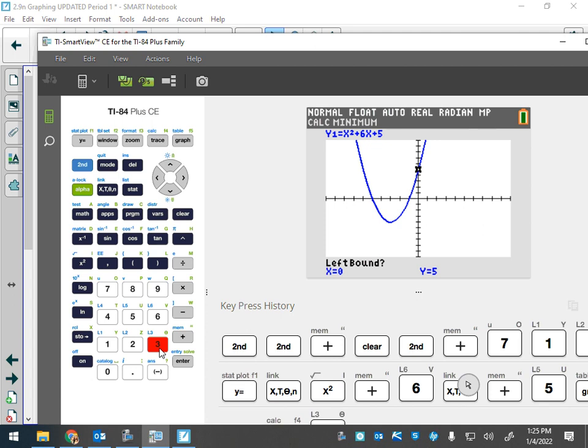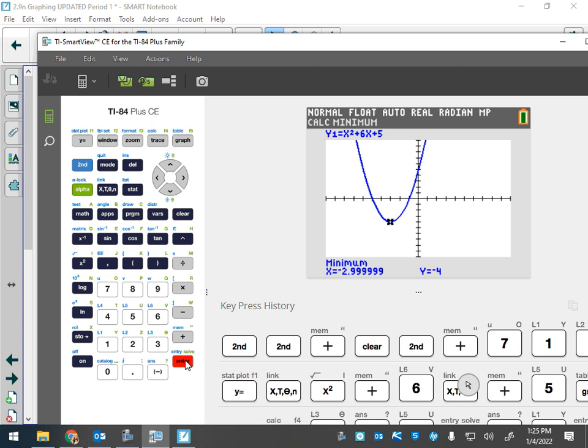Here's the minimum. So I'm going to choose an x value to the left of that. Well, I know one of my x-intercepts is -5. So I'm going to type in -5. Just type it in, hit enter. Then it says right bound. My other x-intercept is -1. I could have used -4 or -2, but I'm using what I know. So -1, hit enter. Then it says guess.